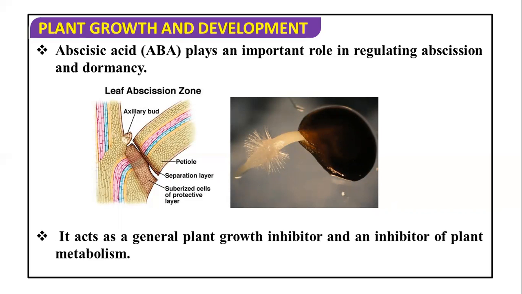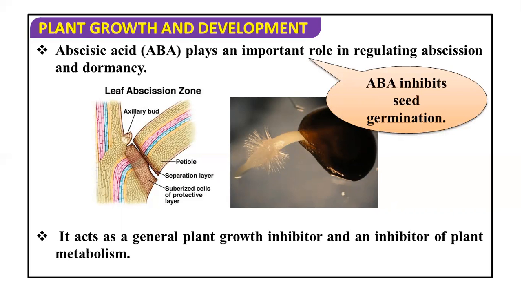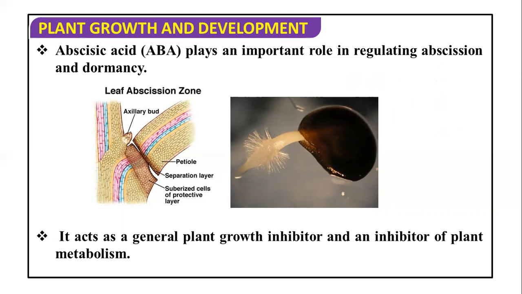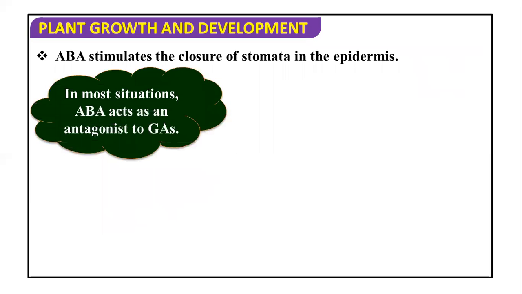It acts as a general plant growth inhibitor and inhibitor of plant metabolism. Obviously, ABA inhibits seed germination, and because of this it is a seed dormancy-carrying hormone, and it causes dormancy of buds specifically as winter approaches. Apart from this, ABA is also known to carry out closing of stomata in the epidermis.